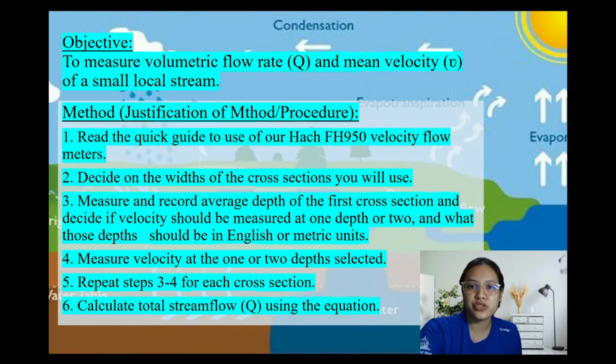The objective is to measure the volumetric flow rate and mean velocity of a small local stream. The procedure is as follows: first, read the quick guide to use the velocity flow meters. Second, decide on the width of the cross-section to be used. Third, measure and record the average depth of the first cross-section and decide if velocity should be measured at the first depth or the second depth. Fourth, measure velocity at the first or second selected depth. Next, repeat step 3 for each cross-section, and lastly, calculate the stream flow using the equation.